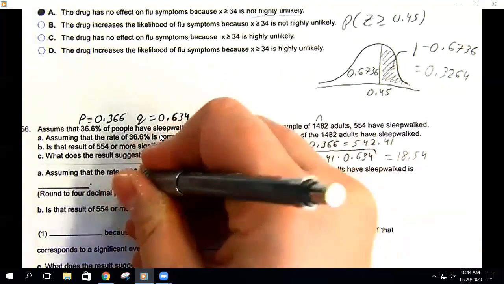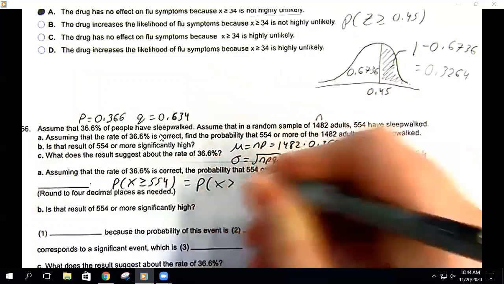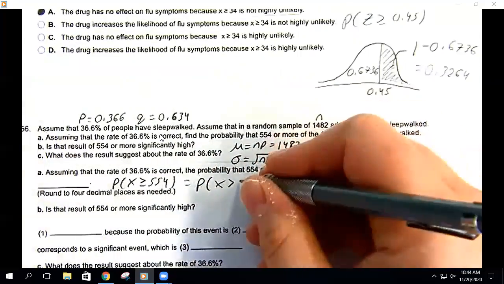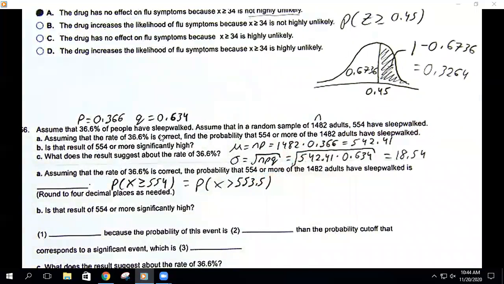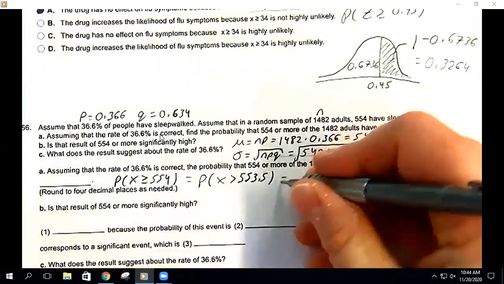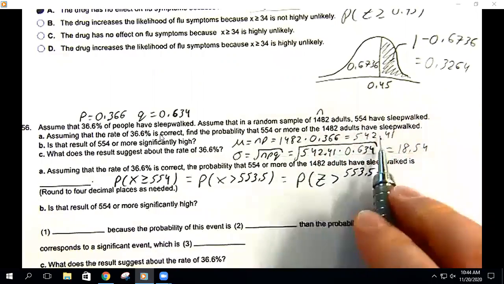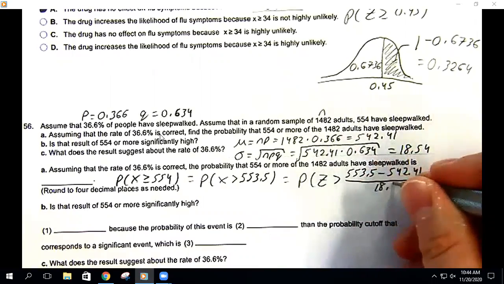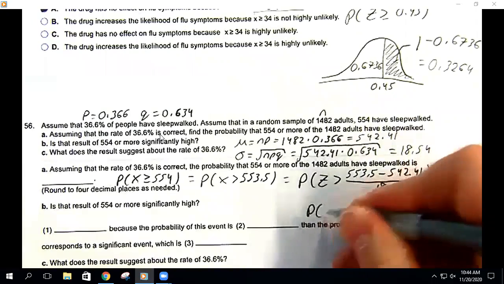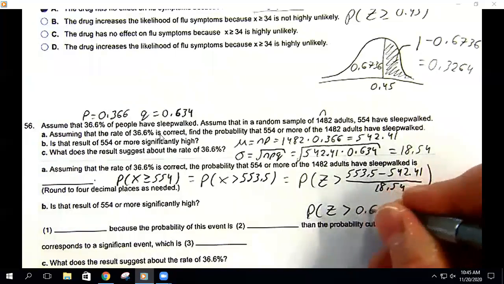Assuming that the rate of 36.6% is correct, what's the probability of 554 or more people having sleepwalked? We're going to continuity correct to the probability that X is bigger than 553.5, so that we can capture the 554 because we want to include it. And this is equal to a z-score of being bigger than that 553.5 minus the 542.41, all divided by the sigma value of 18.54. This is the probability that z is bigger than 0.60.